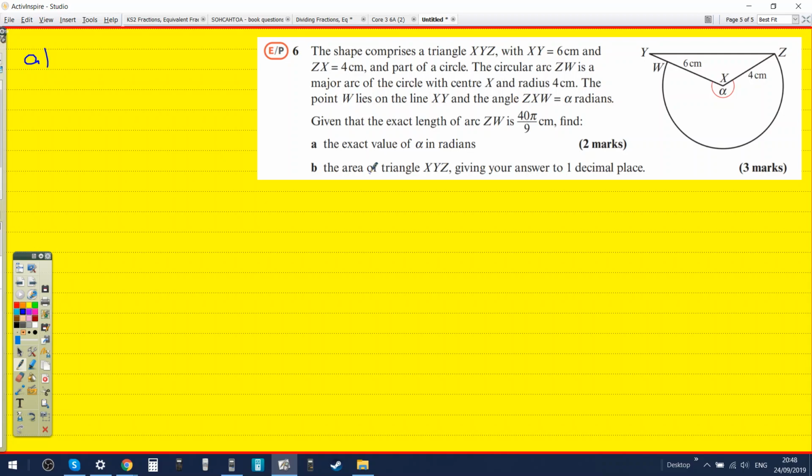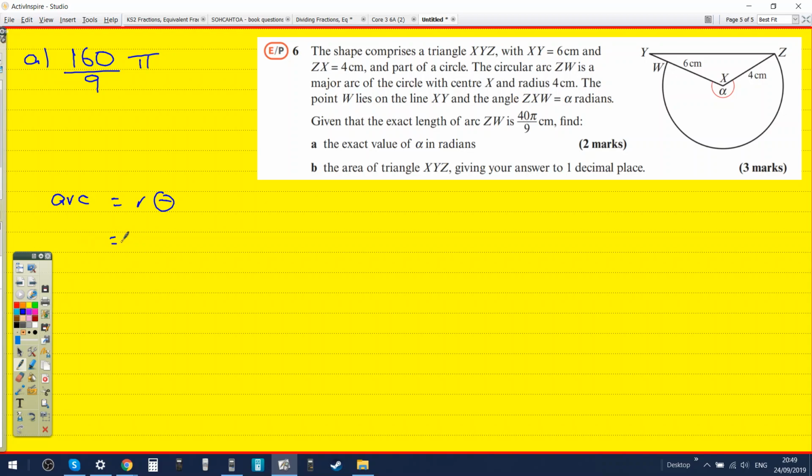So they wanted the exact value of alpha in radians. Well, it's a long number. That's not exact then. I'll switch to radians and see if it gives me a fraction. So 160 over 9 pi. Yeah. Okay.